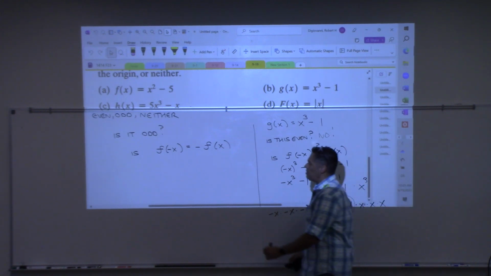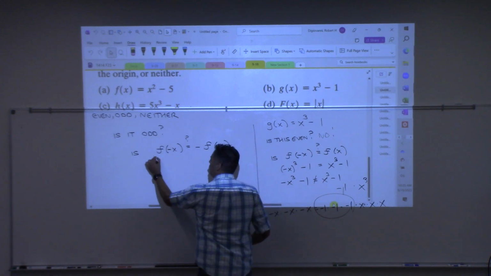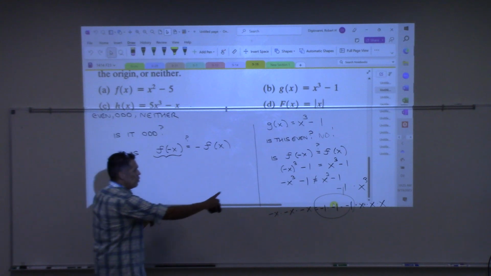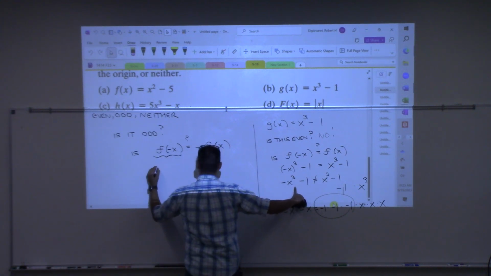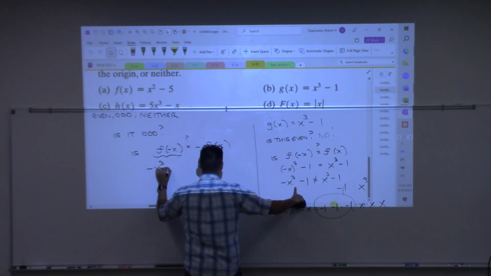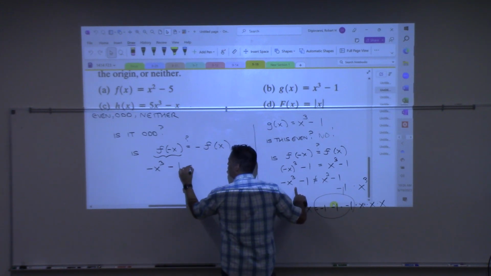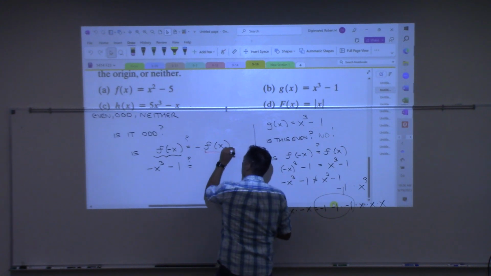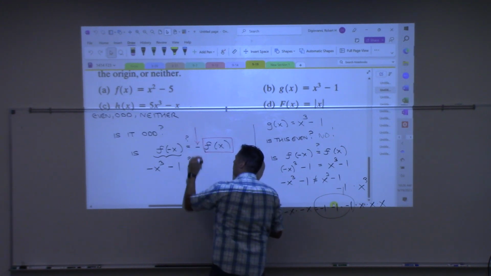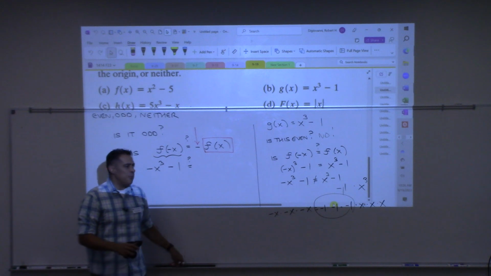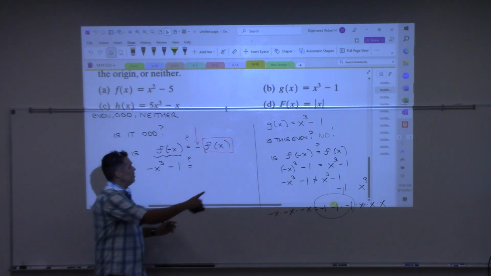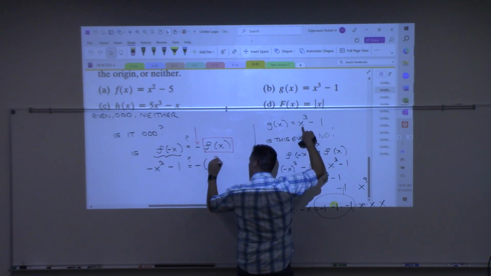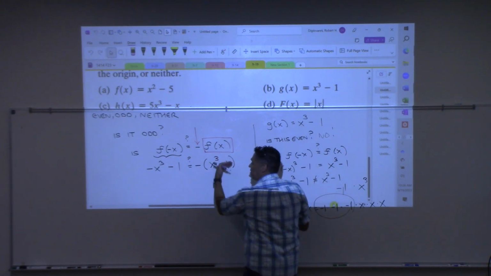Okay, so do we know what this left-hand side is? We just did that in the previous one, right? So we know that that's negative x cubed minus 1, right? And the question is, is that equal to the original function with a negative in front of it? What happens if we put a negative in front of the original function? Let me do it right here. Here's a negative, here's the original function. That negative must pass through both, right?